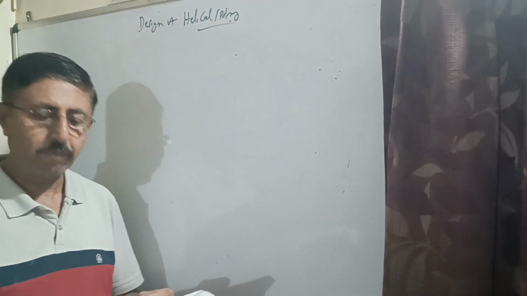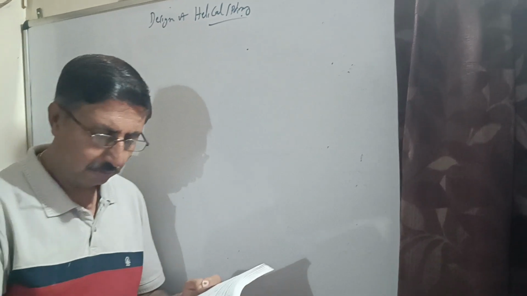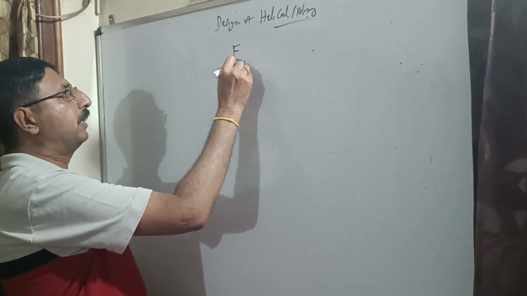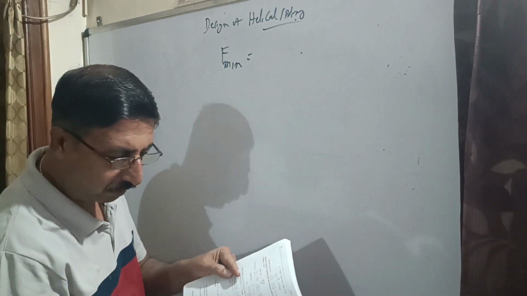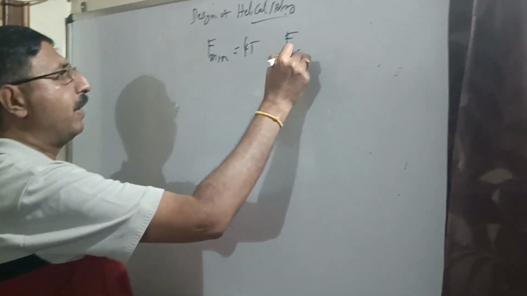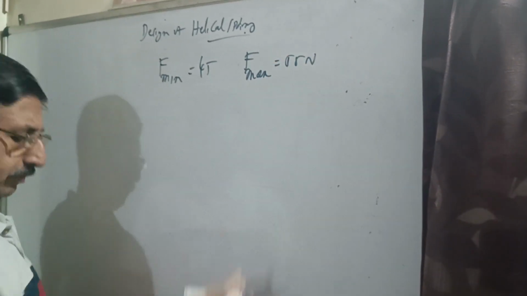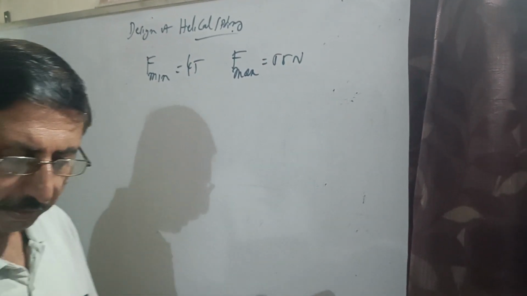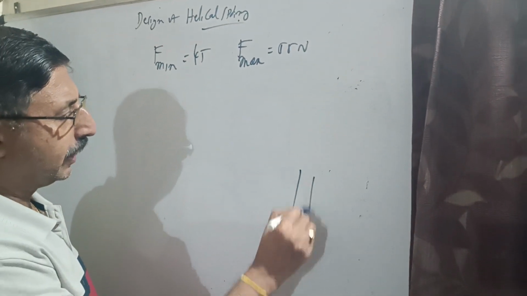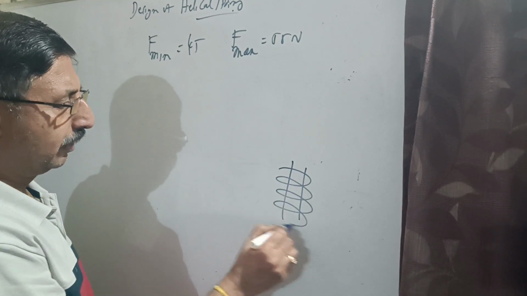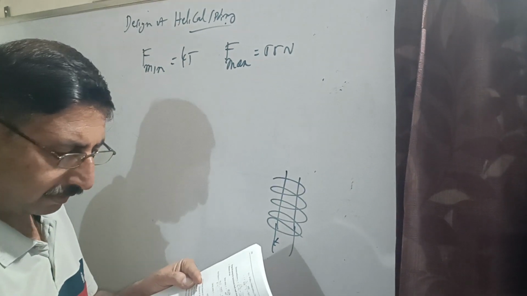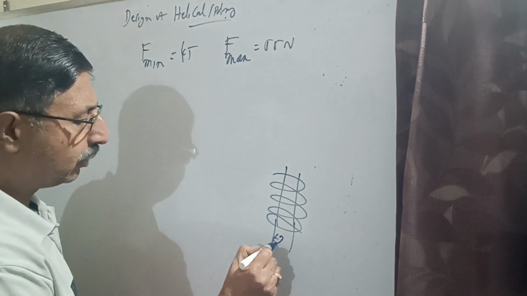Design a valve spring for an automobile engine. When the valve is closed, the spring produces a force of F minimum, that is, F minimum is 45 newtons. Maximum load F maximum is 55 newtons. Then the spring must fit over a valve bush. So please note there is a valve bush here, on which the spring must fit. The diameter of the valve bush is given here, 20 millimeter.